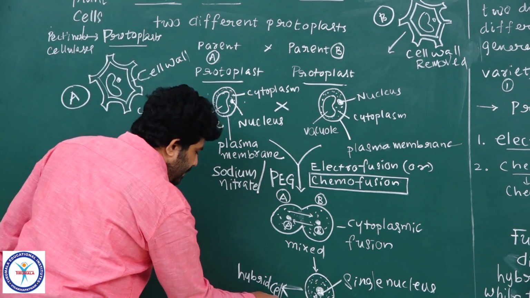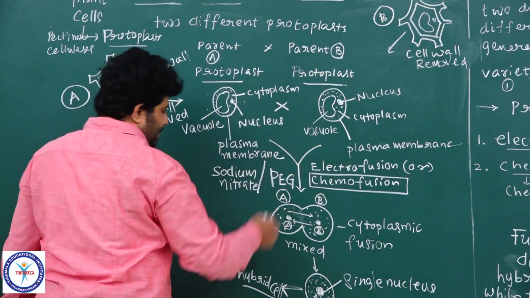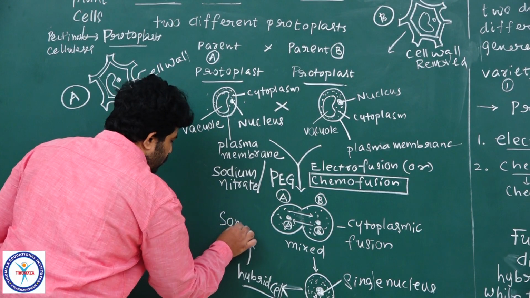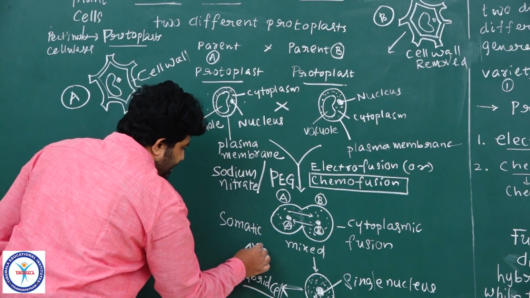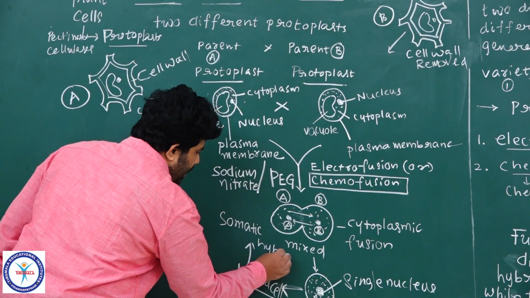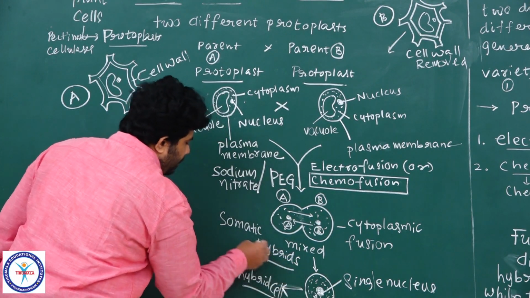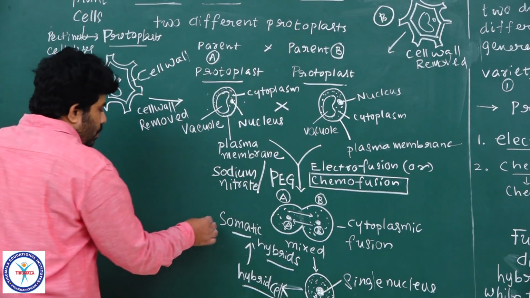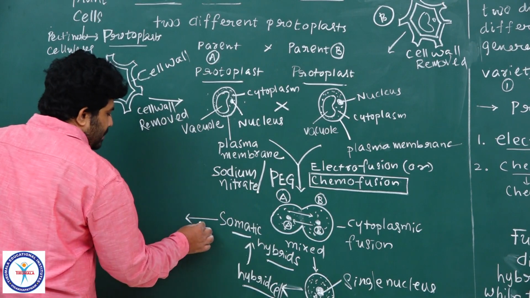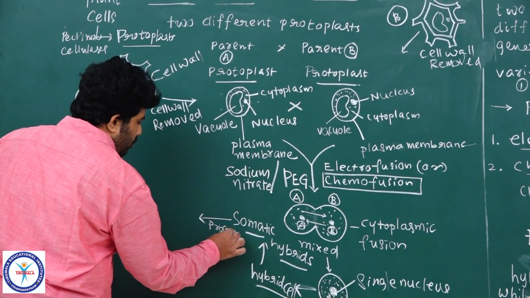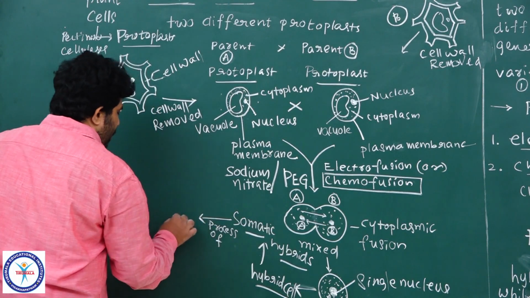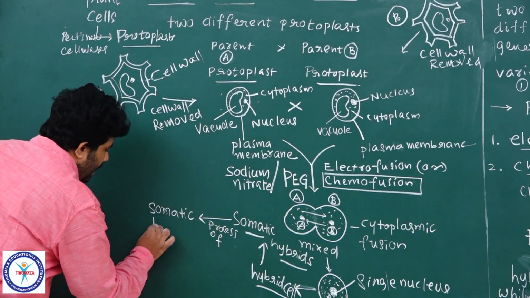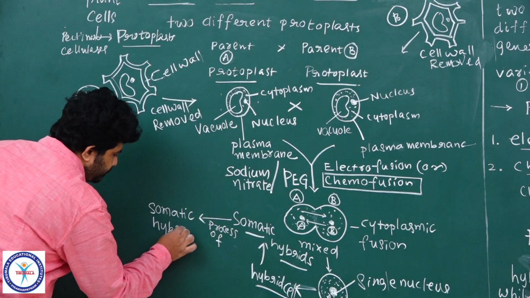This hybrid cell developed from somatic cells is what is called a somatic hybrid. We are producing more and more cells now, thousands of hybrids. Those are called somatic hybrids. These somatic hybrids are produced in the process of somatic hybridization.